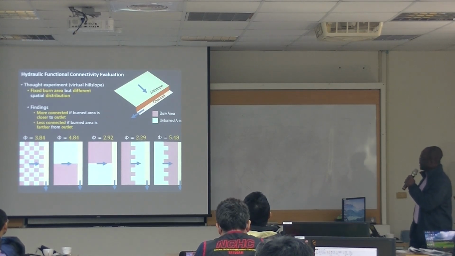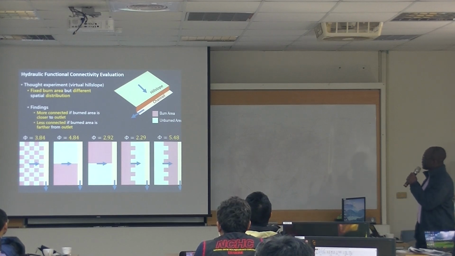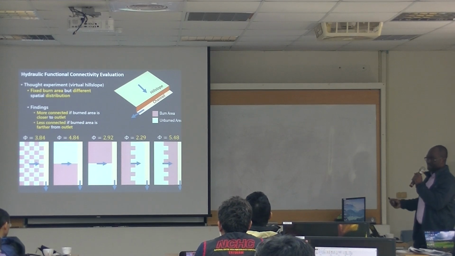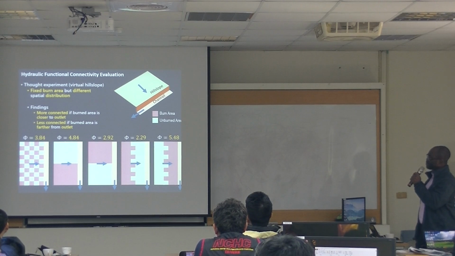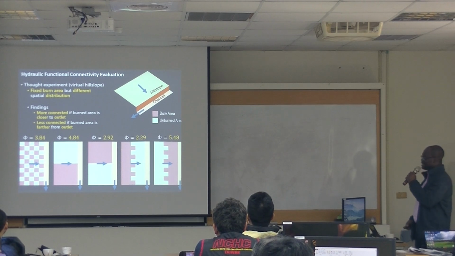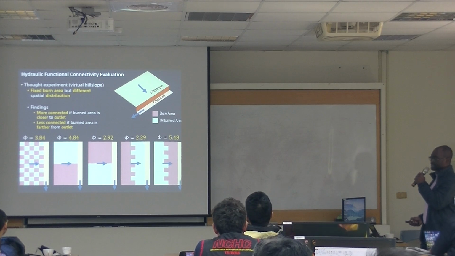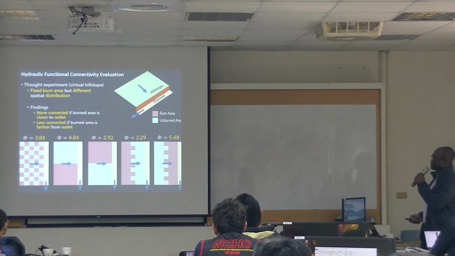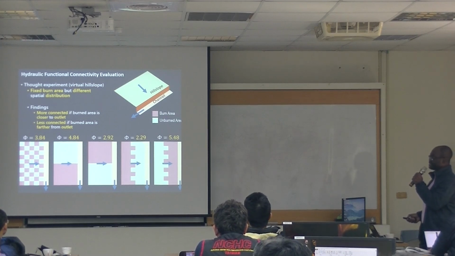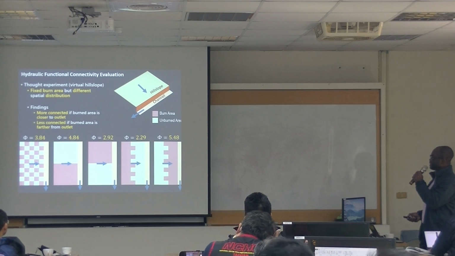I guess this explains it a little better. This is a virtual hillslope that I created just to illustrate the point. All these hillslopes have the same area of burn, 50% of the area is burnt, but you have different spatial patterns. If you calculate the hydraulic connectivity value, you see you have different numbers. The higher the number, the higher the runoff you expect. What we're noticing is that the closer the burned area is to your outlet, and the larger the receiving area of that burned area, the more likely you're going to have runoff.